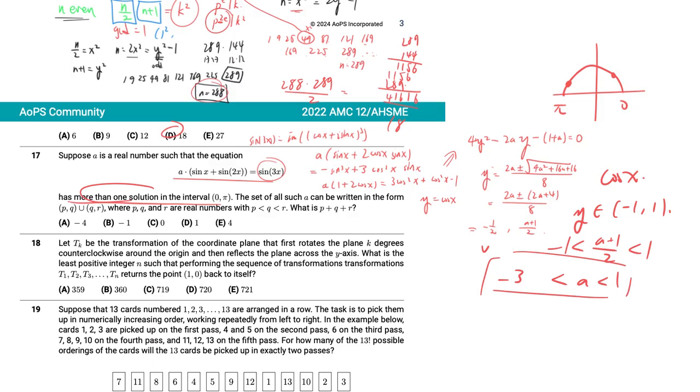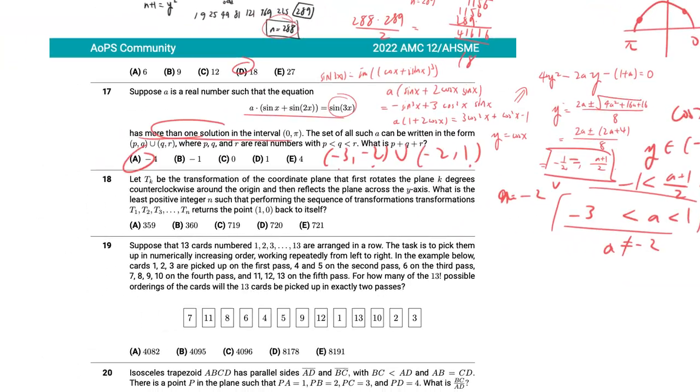But then also we want more than one solution, and these two might overlap by chance, right? So we consider the case where they're equal, and that would give a is equal to -2. So a is not equal to -2, and this means that our intervals would just be -3 to -2 union -2 to 1, and their sum would be -3 plus -2 plus 1, which is -4.